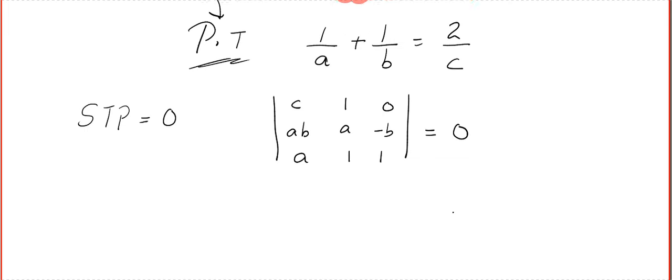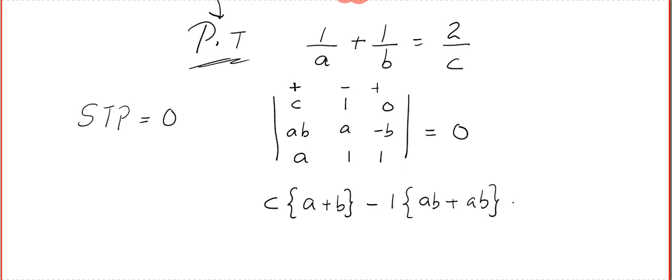If you want, you can use properties of determinants because it's tempting, as you can create a 0 here easily. Or if you don't want to do that, expand it. So you can put plus, minus, plus and start. C times, what will you get? A plus B, minus 1 into AB plus AB, plus 0 times something will be 0. So C times A plus B is equal to 2AB. That's it.